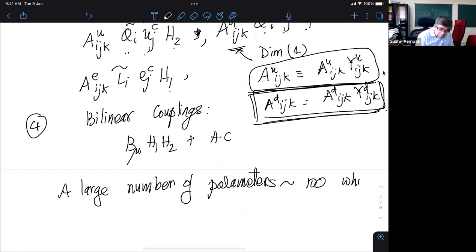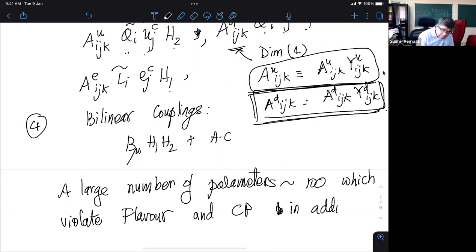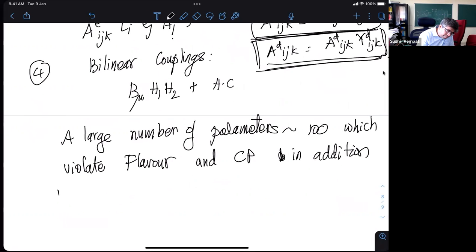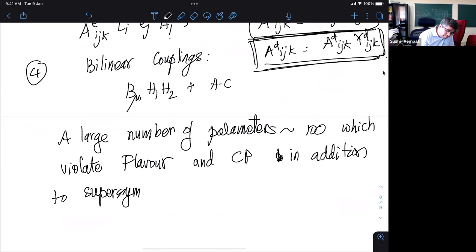Which are also violet, flavor, and C, in addition to supersymmetry. So they not only break supersymmetry, but also break flavor and CP. Okay. So you have new sources of flavor and you have new sources of CP violations.